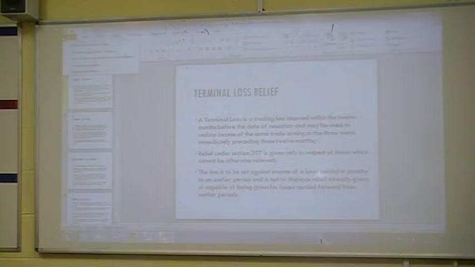If the financial accounting period of trading is less than 12 months, the terminal loss is the aggregate of the loss, if any, of the period and the loss, if any, sustained in the part of the penultimate accounting period beginning 12 months before the date of cessation. What that means is, if you ceased and did a 9-month accounting period when you ceased, then when you're going back, you can only relieve 9 months of the trading income from the year before. You can't relieve the full 12 months.